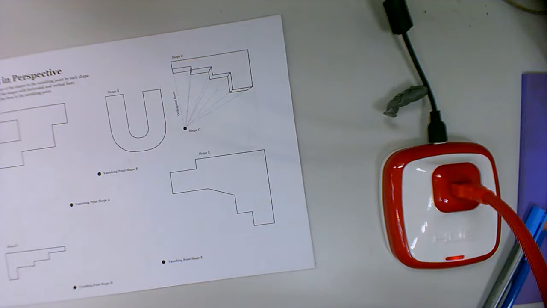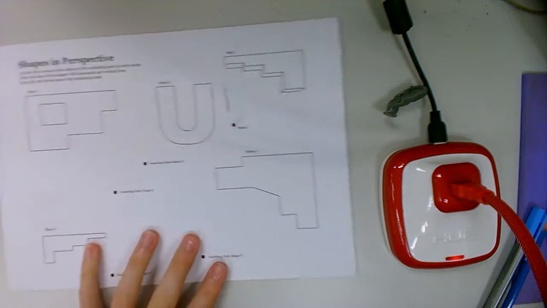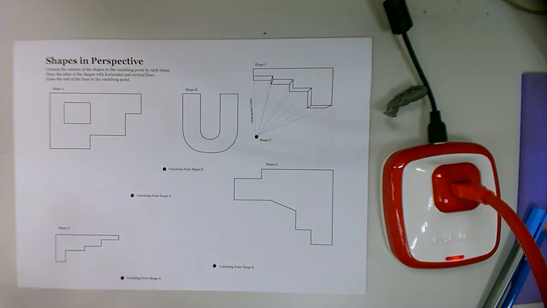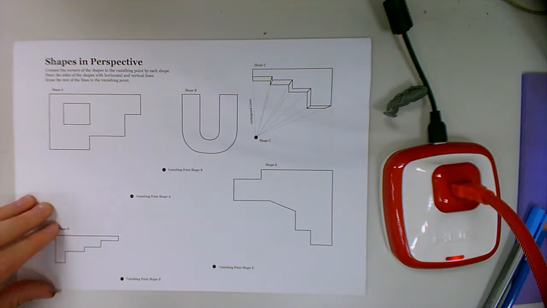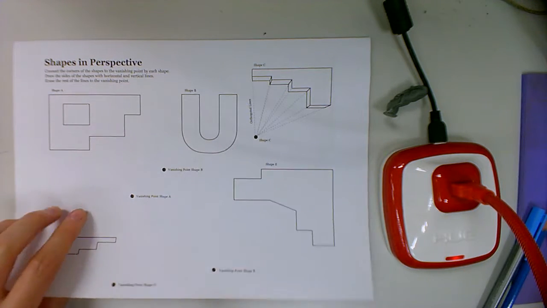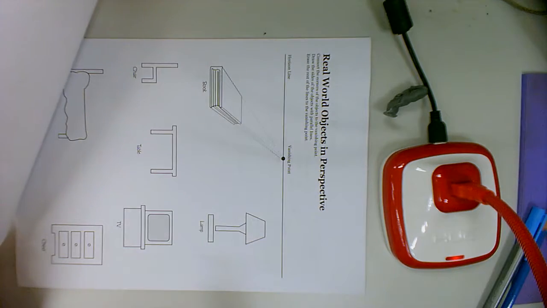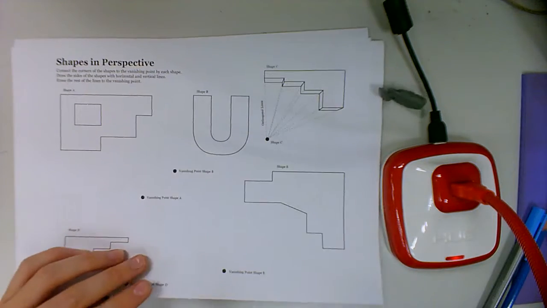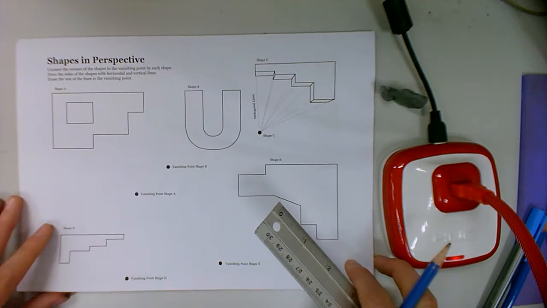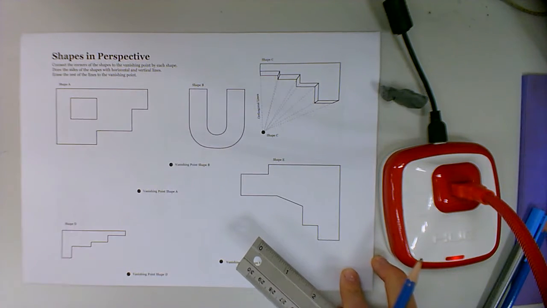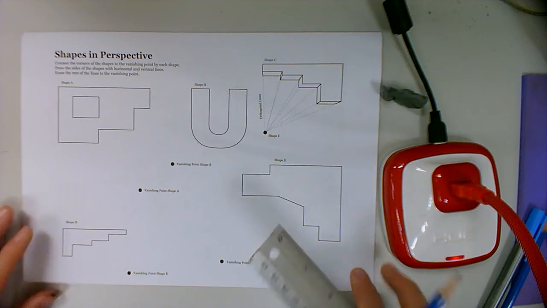Alright, for the real world objects, I am going to actually stop the video currently. I'm going to do these shapes in perspective, stars in perspective, and real world objects in perspective in the next video. So please work on the first few exercises and then come back to see the next ones.